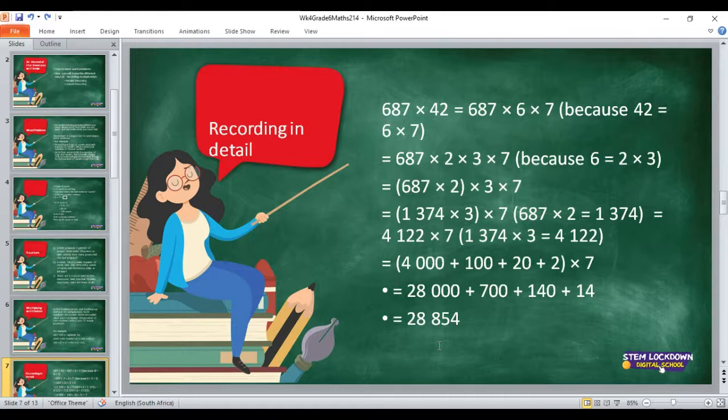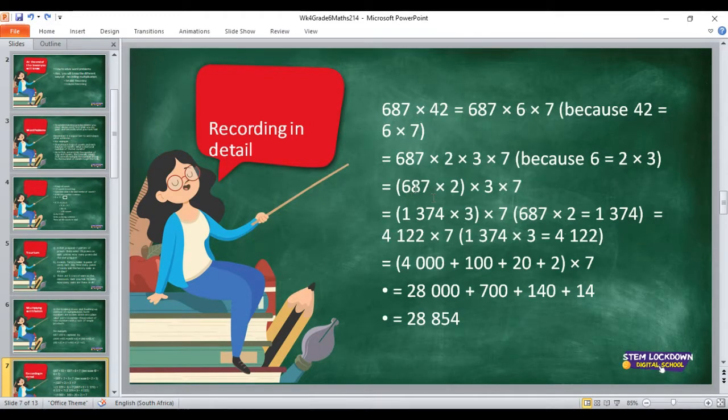Okay, now we're looking at 6. Can we break down 6? Do we have factors for 6? Yes, we do have factors for 6. It is 1 and 6. It is 2 and 3. All right, which factors are we going to use? We are going to use 2 and 3. Therefore, here we are breaking down 6. So we will say 687 multiplied by 2 multiplied by 3 multiplied by 7, because 6 equals 2 multiplied by 3.